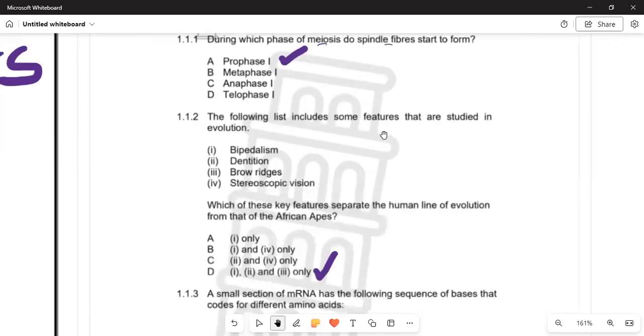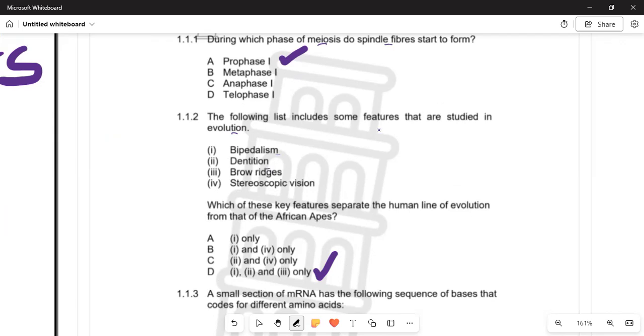In 1.1.2, they say the following includes some of the features that are studied under the evolution part, and this is the last chapter that we have done. We have talked about bipedalism, because now they can walk on 2 feet and handle objects with the 2 hands. We are saying that it increases the chances of the genital part, which is used to attract the other gender. We talk of the dentition.